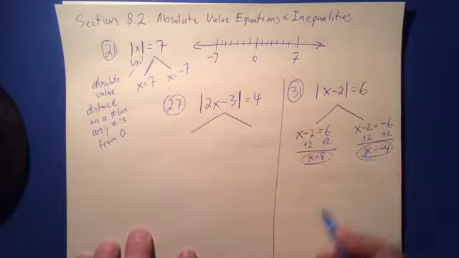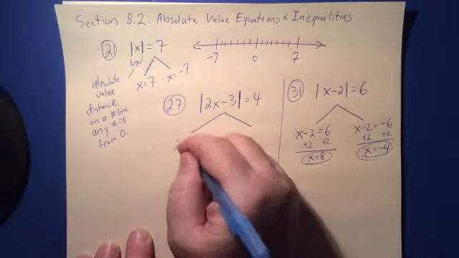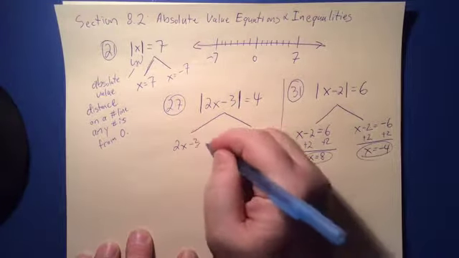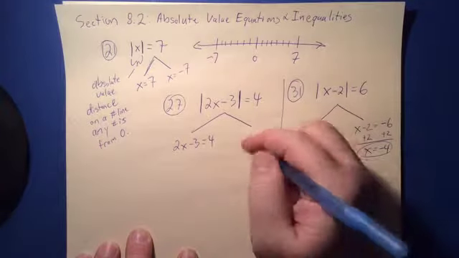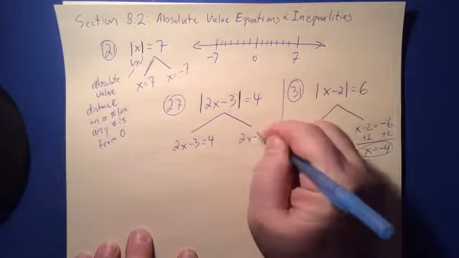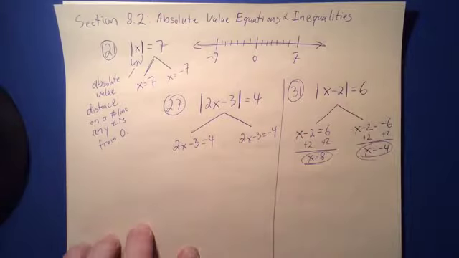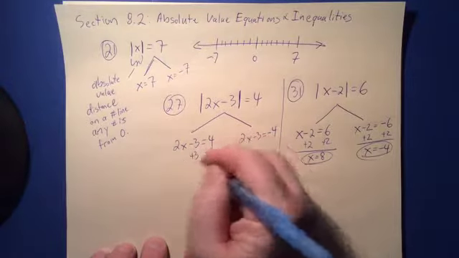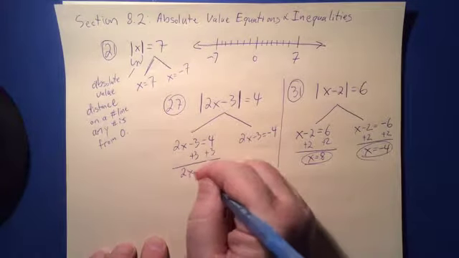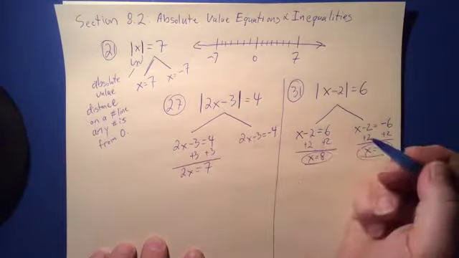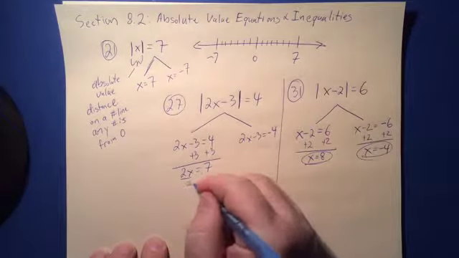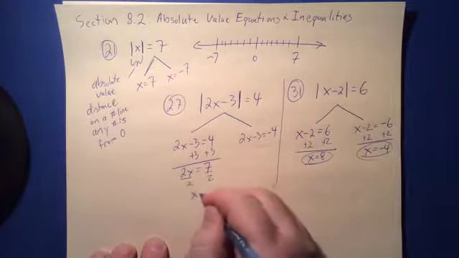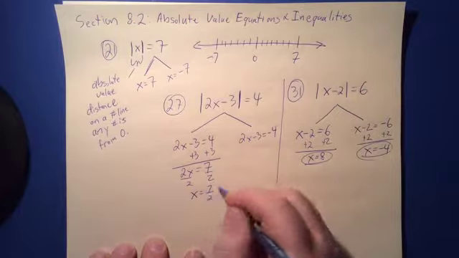I'm going to go ahead and split this up into 2 parts. It's going to be 2x minus 3 equals positive 4, and then 2x minus 3 equals negative 4. And we're going to solve each equation now. So I'm going to add 3 to both sides. That's going to be 2x is equal to 7. Then I'll divide by 2 and get x is equal to 7 over 2.